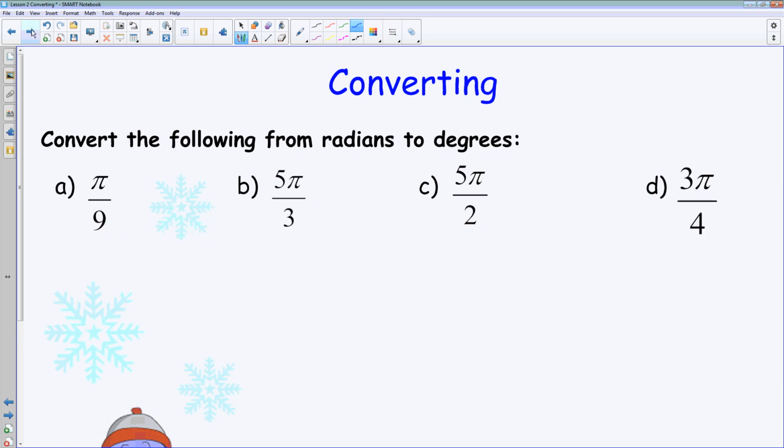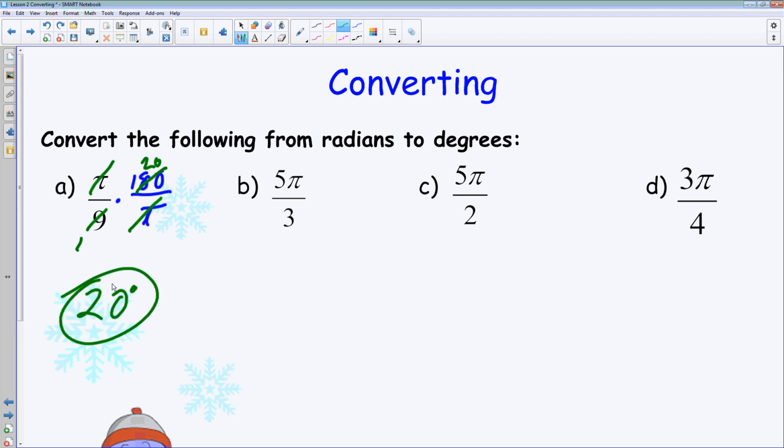So let's go in the opposite direction. We're going to go from radians to degrees. We are going to multiply by 180 over pi. When we do that, you'll notice that the pi's cancel each other because you have one in the numerator and one in the denominator. And then 180 over 9 is perfectly divisible. Both are divisible by 9. That's going to leave you with 20 over 1, or 20 degrees.